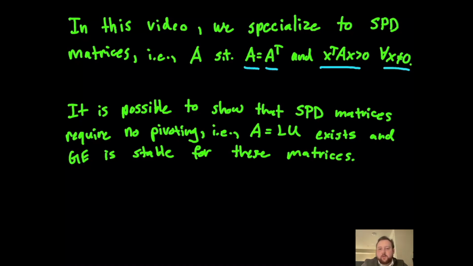Recall that an SPD matrix is always invertible because it comes from this fact. One interesting thing that happens is that it's possible to show that if A is an SPD matrix, then you don't require any pivoting when you try to compute, say, an LU factorization via Gaussian elimination. It turns out that for SPD matrices, this Gaussian elimination method that we talked about is stable, and you'll get an accurate result as long as your matrix isn't too ill-conditioned.